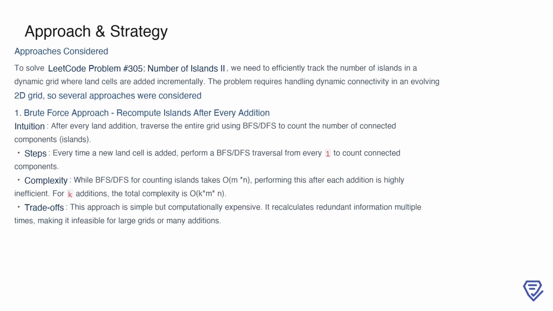BFS or DFS to count the number of connected components, which represent islands. While this method is simple to implement, it has significant computational overhead. Each traversal of the grid takes m*n time, and since this traversal is repeated for every land addition, the total complexity becomes k*m*n, where k is the number of additions. This makes the approach highly inefficient for large grids or numerous additions, as it recalculates redundant information repeatedly. While simple, this approach is impractical for scenarios requiring high scalability.